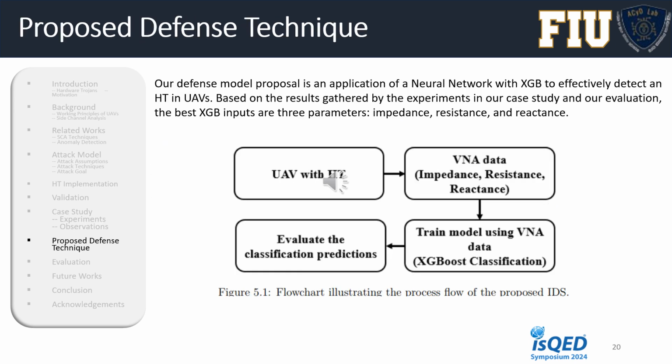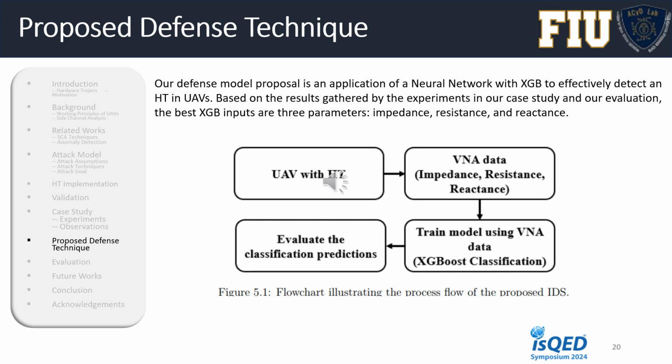So our defense model proposal is an application of a neural network with XGBoost to effectively detect hardware Trojans in UAVs based on the results gathered by the experiments in our case study and our evaluation. The best XGBoost inputs are three parameters: impedance, resistance, and reactance. So how did we do this?